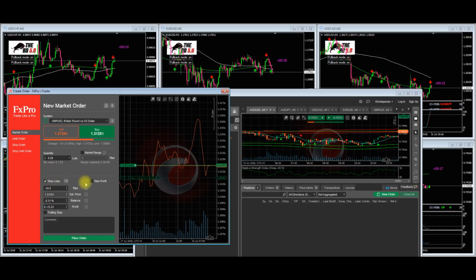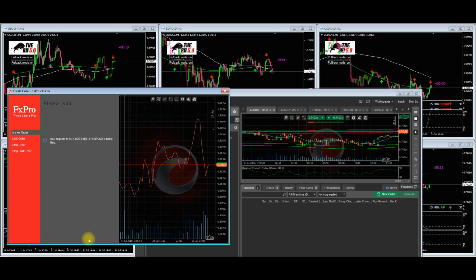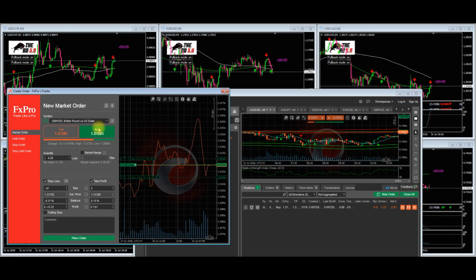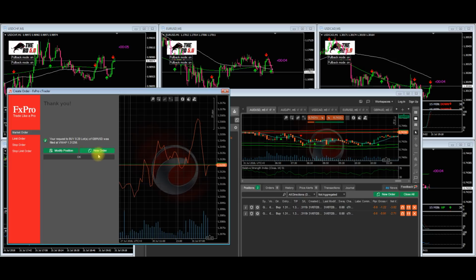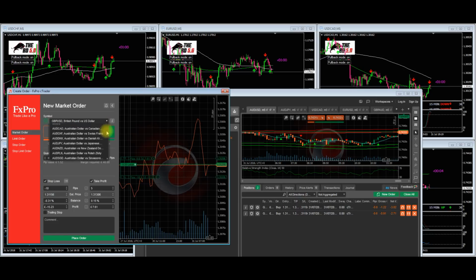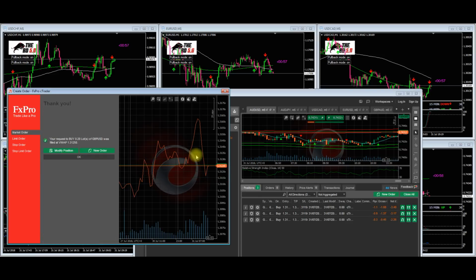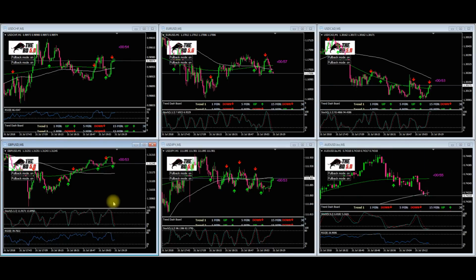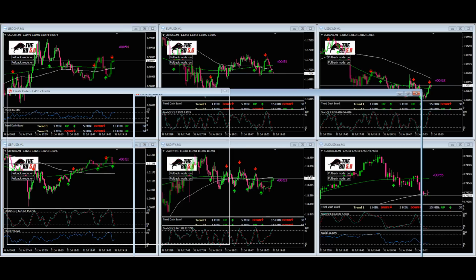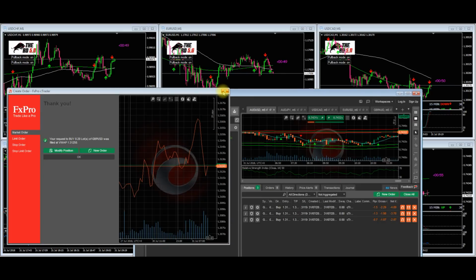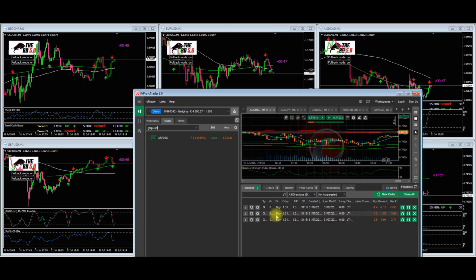So stop loss 10 pips, take profit 5 pips, and we're going to place an order. I'm going to place a new order, buy, new order, buy. Right, so I've just placed three trades on GBPUSD. You can see it here.